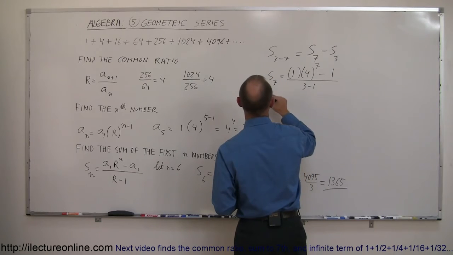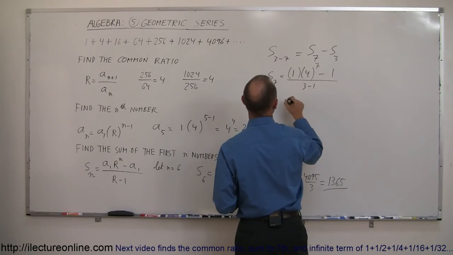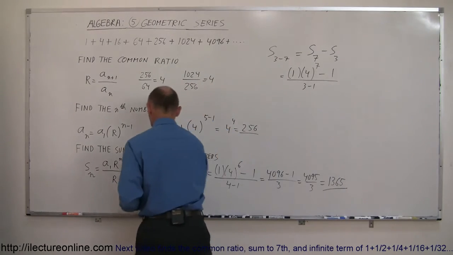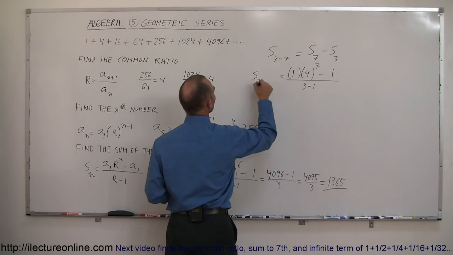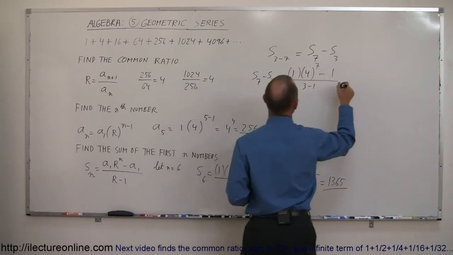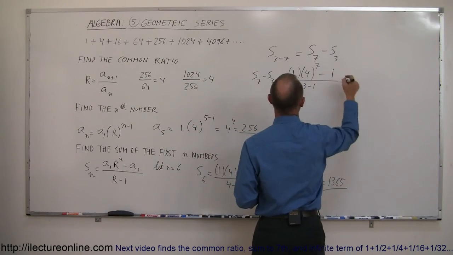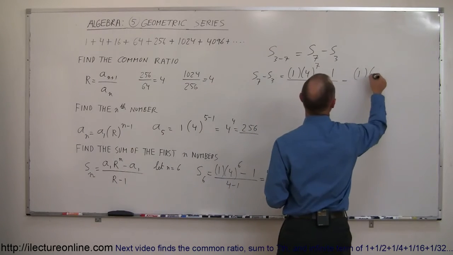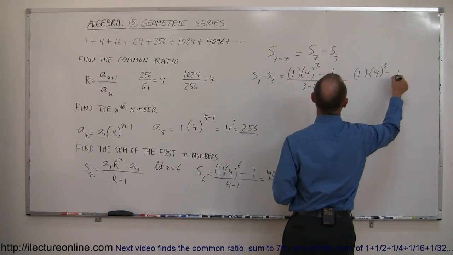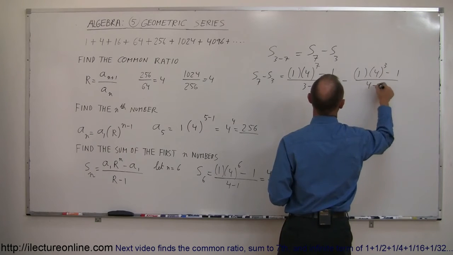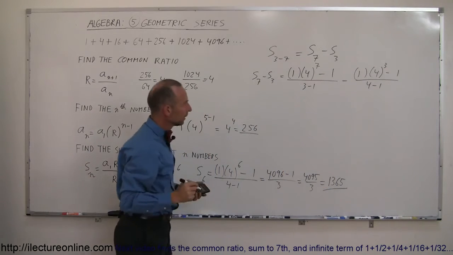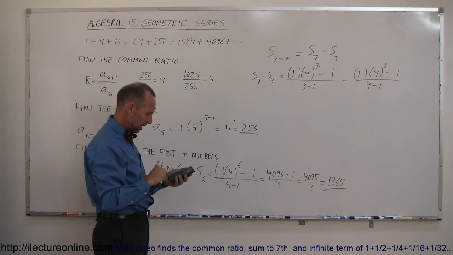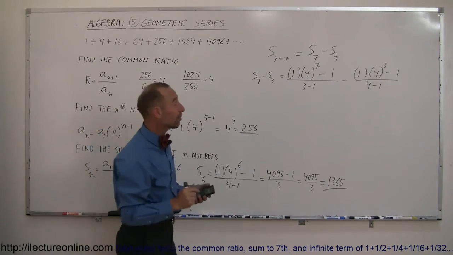And we subtract from that s sub 3. How about if I write it like this? That might be a little bit better. So s7 minus s3. I'm going to subtract from that s3, which is the first one, times the common ratio 4 to the 3rd power minus 1 divided by the common ratio minus 1. Okay, what's 4 to the 7th power? 4 to the 7th power is equal to 16,384.